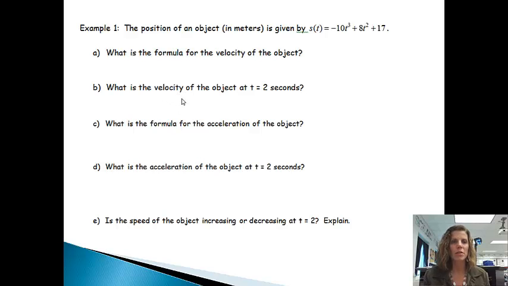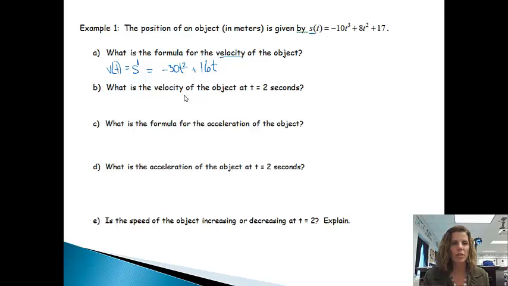The first one says the position of an object in meters is given by the position formula. Usually, when it's a position equation, they like to use the variable s, and the position equation is s equals negative 10t cubed plus 8t squared plus 17. And then it asks, what is the formula for the velocity? To get to the velocity, we're going to take the derivative of the position function. Bumping the 3 out front, I'll get negative 30t squared, plus bumping the 2 out front, I'll get 16t, and then the 17 will drop out because it's a constant. So that would be the formula for the velocity of the object.